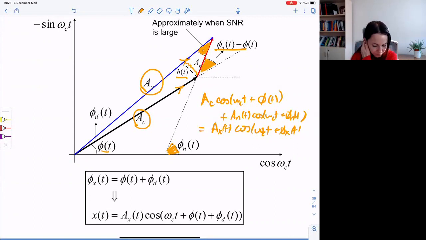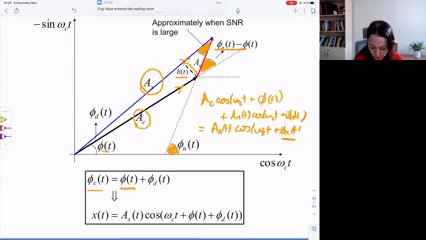First of all, phi_X, which is the phase of the blue resultant signal, is of course equal to phi(t) plus phi difference. We are not directly assuming phi difference is 0, but we're using another approximation, saying this angle, this angle and this angle are the same.